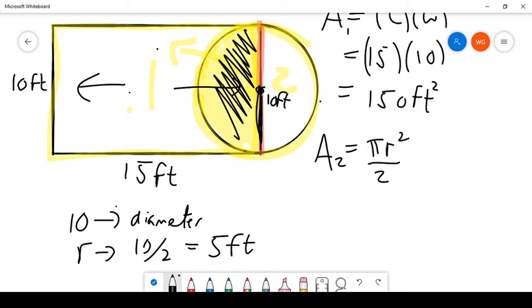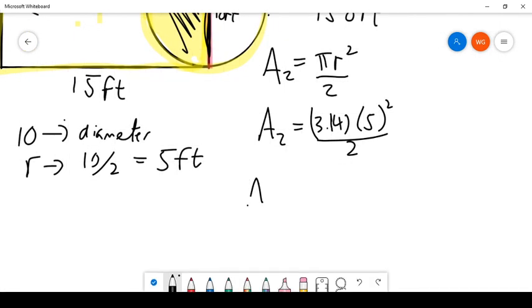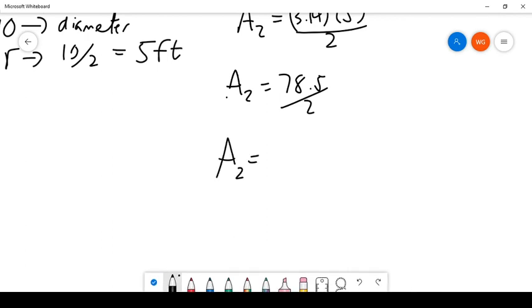Now we've done the work necessary to figure out the area of shape 2. Area of shape 2 will equal 3.14, which is pi, times the radius squared, which is 5 squared, divided by 2. 5 squared is 25, times 3.14 is 78.5. So area 2 is equal to 78.5 divided by 2, and that equals 39.25. So area 2 equals 39.25 feet squared.